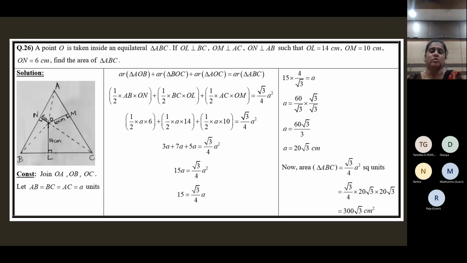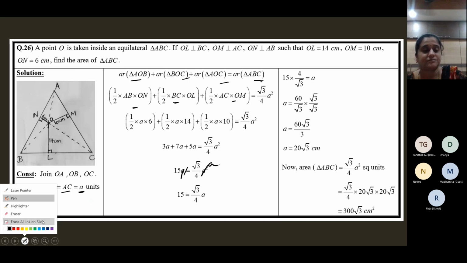Once you write this, you know how to proceed. That is the idea. So join OA, OB, OC. Let AB, BC, AC be equal to A units. The area of the 3 small triangles AOB, BOC, AOC is equal to the area of the whole triangle ABC. Then half base into height: half into AB into ON, BC into OL, and AC into OM is equal to root 3 by 4 A square.